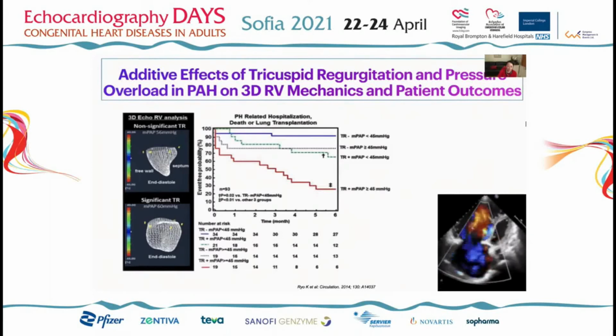But here is an elegant study using 3D. You see in patients with severe tricuspid valve regurgitation and pulmonary hypertension, the right ventricle loses its normal triangular shape. It becomes a cylinder type of shape. This also means it is less efficient in pumping blood. Here the study also shows that severe tricuspid valve regurgitation together with mean PAP more than 45 carries a very poor prognosis. Patients have a much lower survival probability.